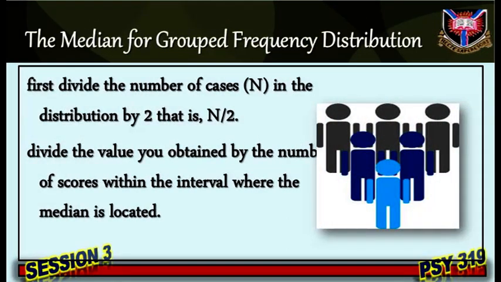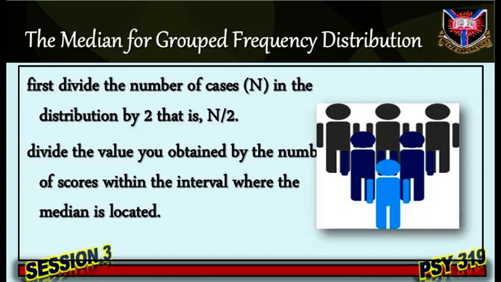The median for grouped frequency distribution. To compute the median for grouped data, you may follow these steps. 1. You first divide the number of cases n in the distribution by 2, that is, n over 2. Since the median lies between half of the number of scores above and below the other half of the distribution, you need to count from the lowest interval until you locate the interval containing the median.